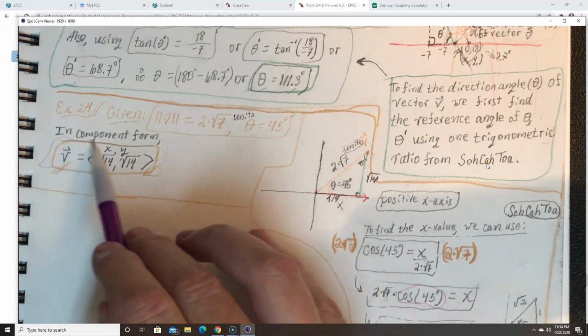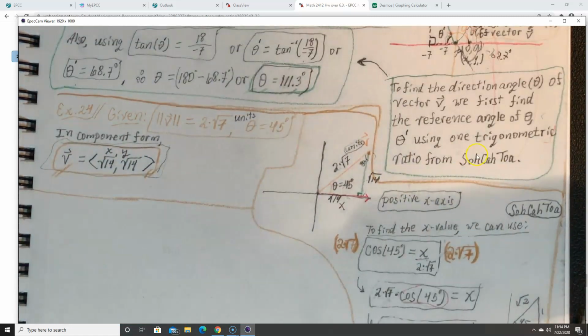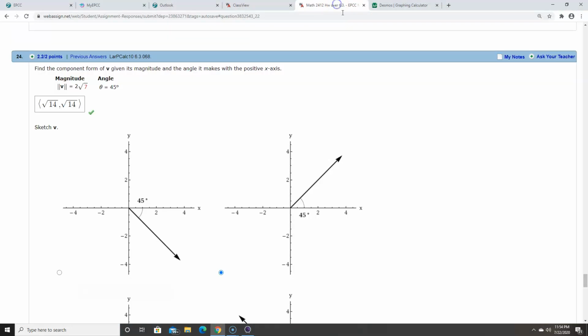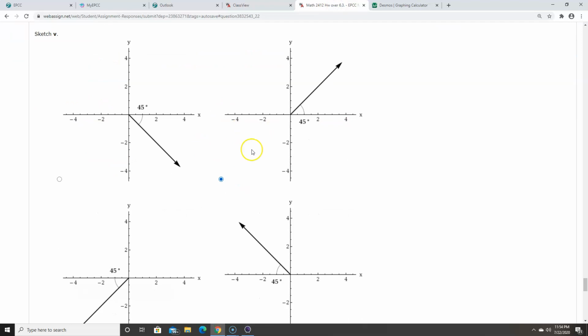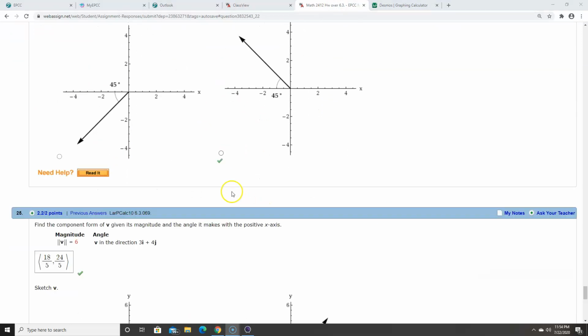So I hope that makes sense. And I know I already put this one in, and it's correct. And we already checked the graph, so we're good. So I hope that makes sense.